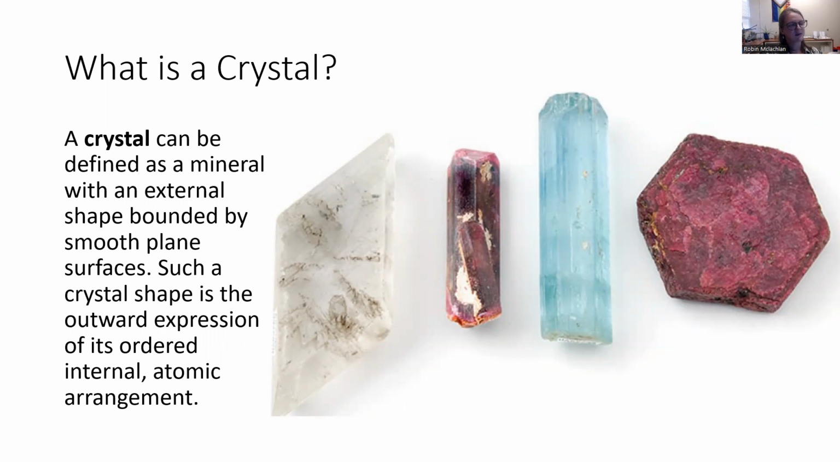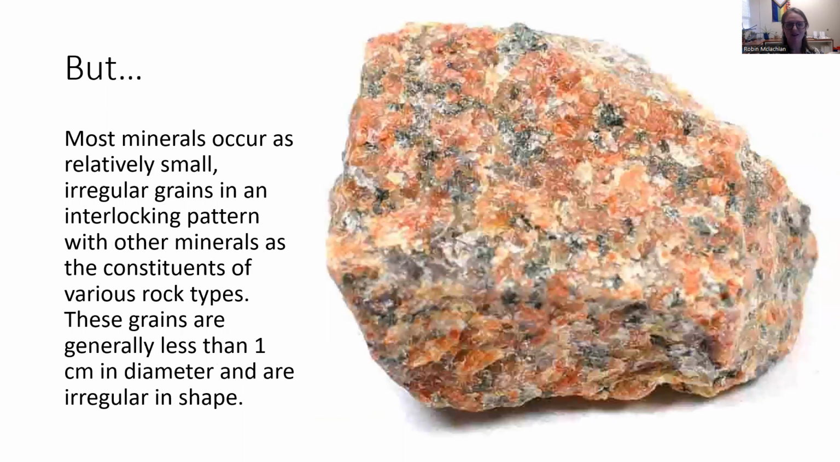But a lot of minerals aren't actually able to do that as they grow because there's not enough space for them to grow. So they create these irregular patterns, these irregular shapes as they're squished into rocks. Now, these are still technically crystals, right? But they just don't have that beautiful shape that they would have if they were allowed to actually grow. Okay?